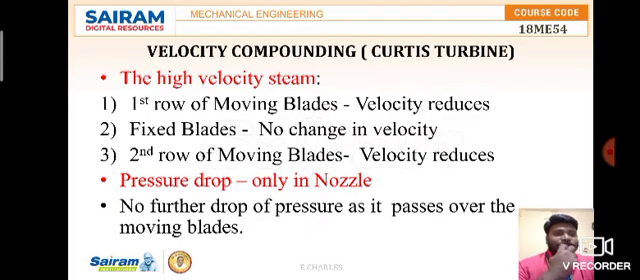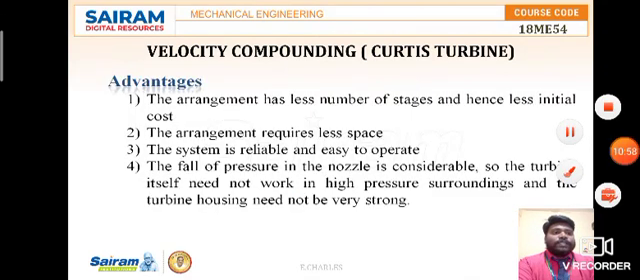In this velocity compounding, first the high velocity steam enters the first row of moving blades, where the velocity reduces, and then it enters the fixed blades. There will be no change in velocity there. And then in the second row of moving blades, the velocity reduces. Whereas in the case of pressure, there will be a pressure drop only in the nozzle. Afterwards, there is no further drop of pressure as it passes over the moving blades.